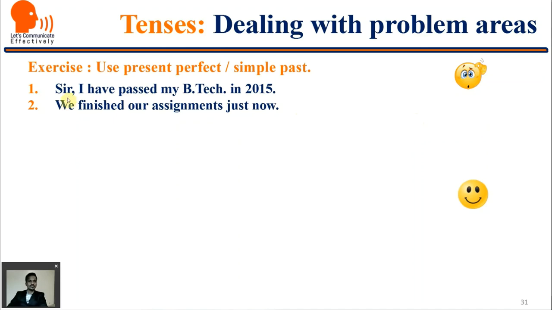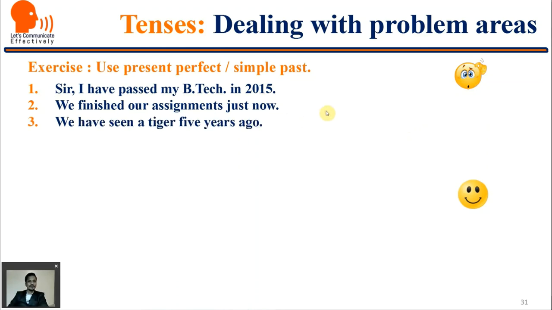So the first one is, sir, I have passed my BTEC in 2015. Is it correct? Use present perfect or simple past. If it is correct, leave it as it is. If not, correct it. Second: we finished our assignments just now. We finished just now. Pay attention.